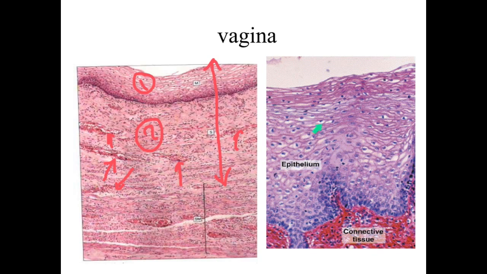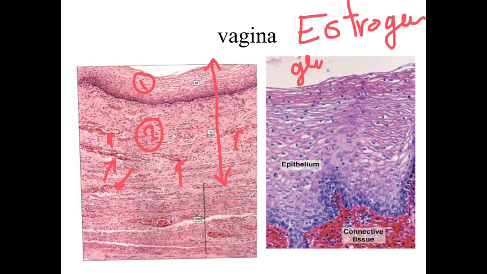A very important feature in these epithelial cells, under the effect of estrogen, these epithelial cells will form and accumulate a huge amount of glycogen.